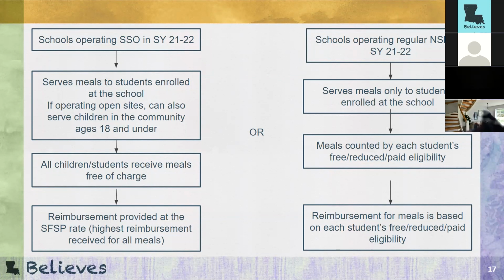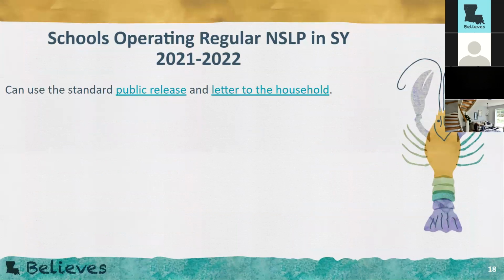So this is where things get really confusing. We're throwing together Seamless Summer, summer feeding, and National School Lunch, and a lot of times the question will come in, I'm just not even sure what to do. The majority of our schools should be planning on operating the Seamless Summer option with that higher Summer Food Service reimbursement rate, where all children are receiving meals free of charge. If you are one of those schools operating regular National School Lunch in school year 21-22, you can use the standard public release and letter to the household, the same information that we've had posted for many years, where we change the information by changing the date more than anything.